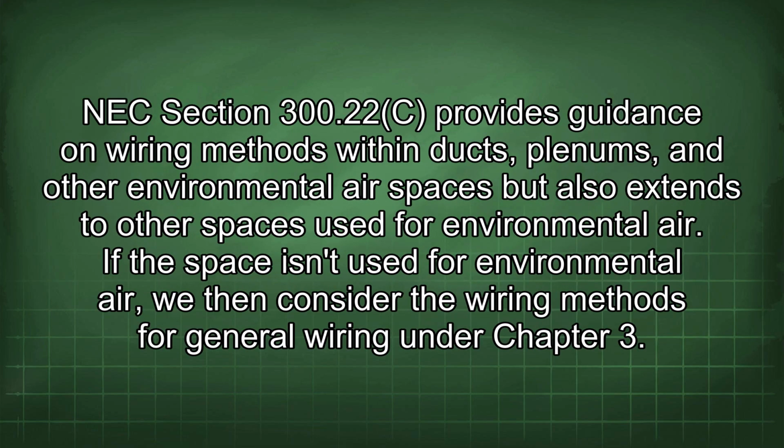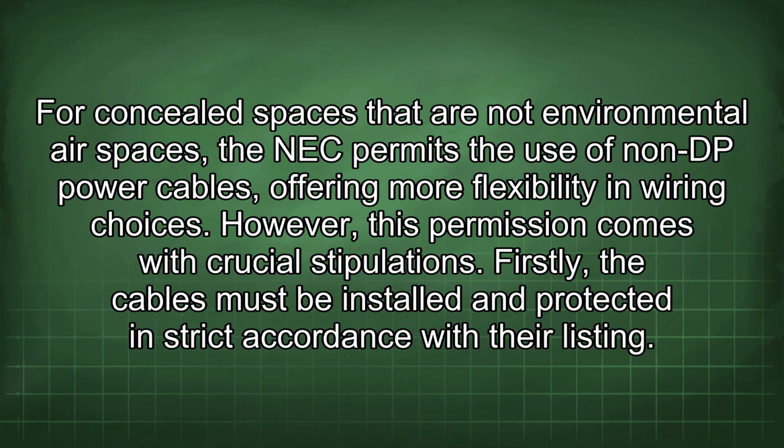NEC Section 300.22(C) provides guidance on wiring methods within ducts, plenums, and other environmental airspaces, but also extends to other spaces used for environmental air. If the space isn't used for environmental air, we then consider the wiring methods for general wiring under Chapter 3. For concealed spaces that are not environmental airspaces, the NEC permits the use of non-DP power cables, offering more flexibility in wiring choices. However, this permission comes with crucial stipulations.